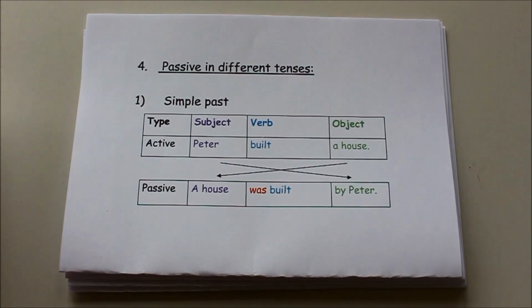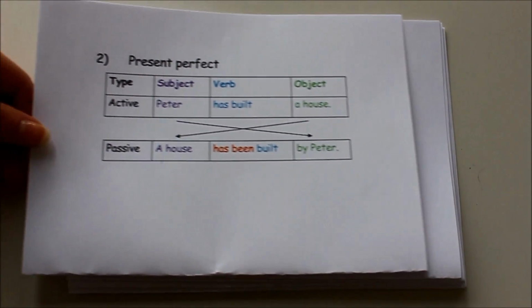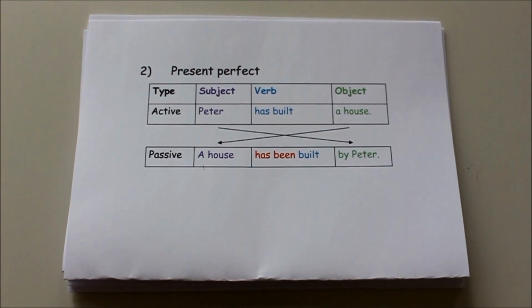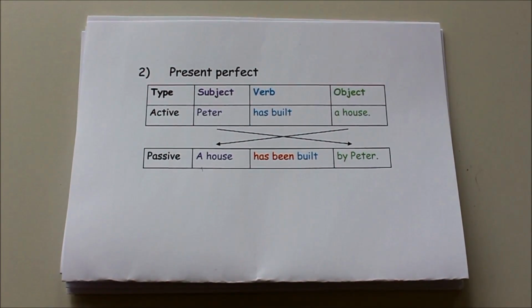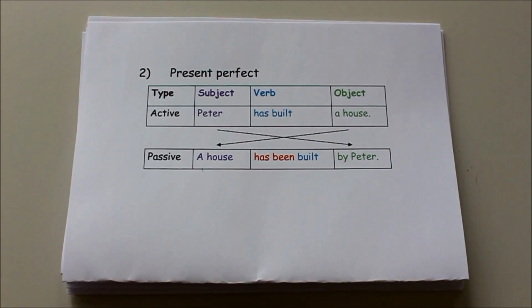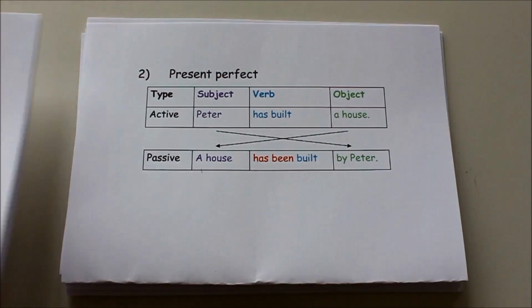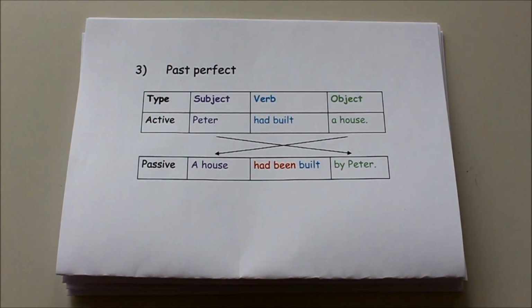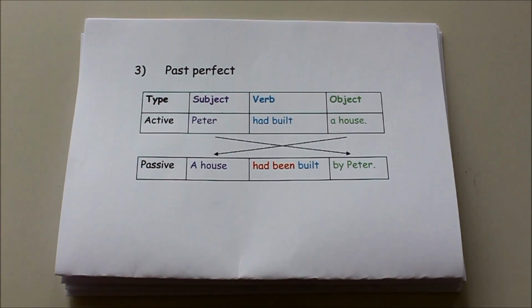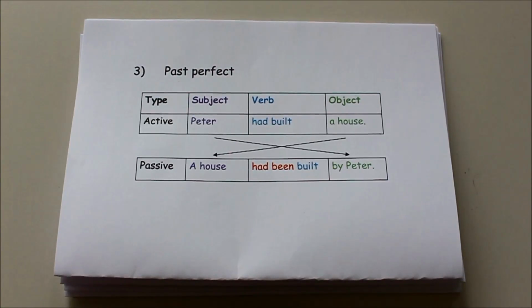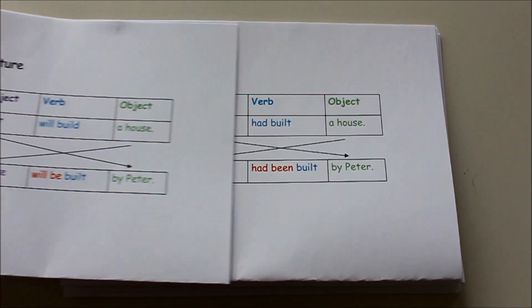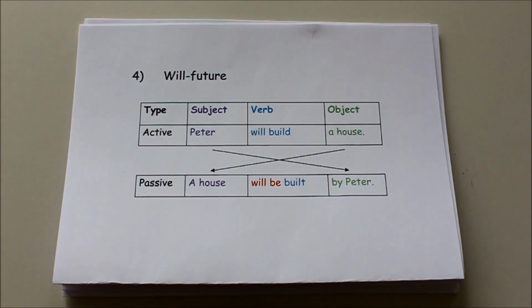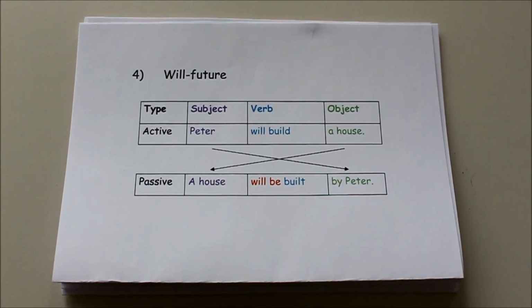It works the same way in the following tenses. If you want to have a closer look, just press pause. Present perfect. Peter has built a house changes to a house has been built by Peter. Past perfect. Peter had built a house changes to a house had been built by Peter. Will future. Peter will build a house changes to a house will be built by Peter.